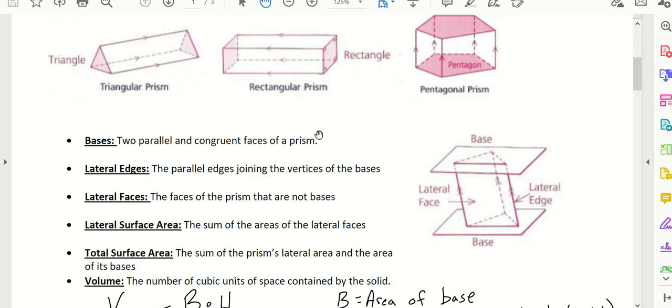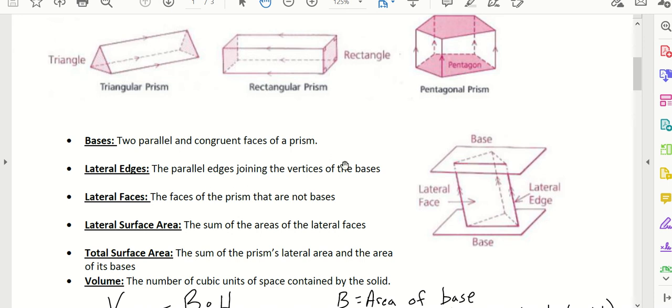And here we are on the bases. The two parallel and congruent faces of a prism. Here we have a triangular prism, and you can see the bases up top and down below. Those are the two parallel and congruent faces. The rectangular faces on this triangular prism are not parallel to each other. Also, you'll notice that the name of the solid is based off of the bases of the solid.